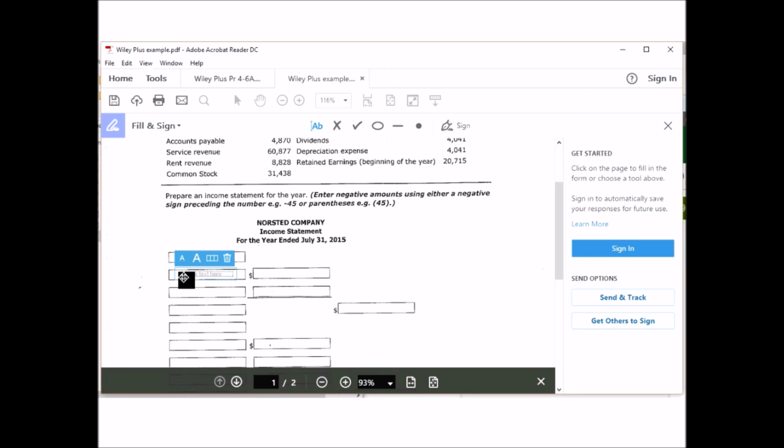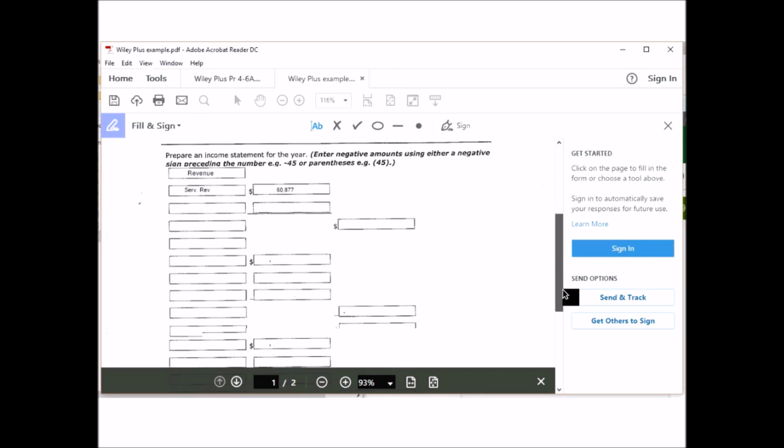So in this column here, I'm going to simply put in service revenue for the $60,877, and then put in my rent revenue for the amount, and then here put in a total revenue of whatever those two add up to, something about 69.6 or 7.